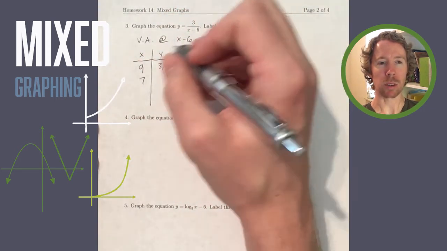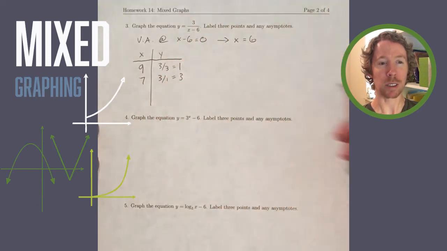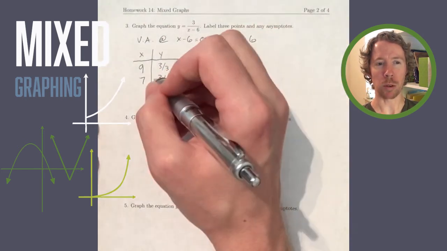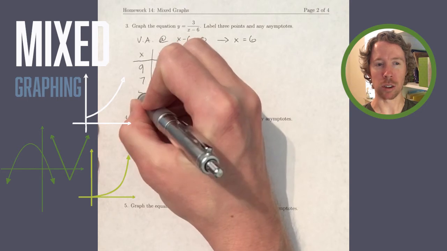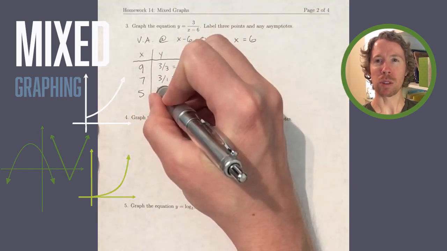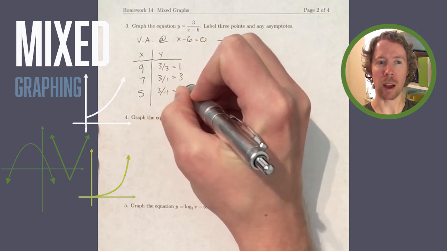If I go to x equals 7, 3 over 7 minus 6 is 3 over 1. So I do get y equals an integer, 3. That gives me 2 points to the right of the vertical asymptote. That's all I really need to complete the graph on that part.